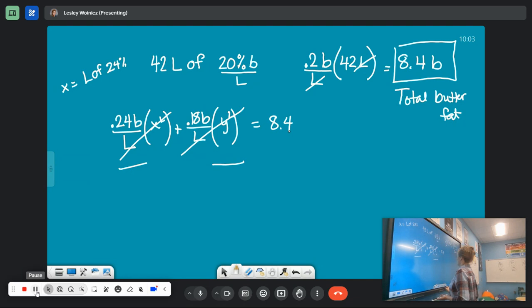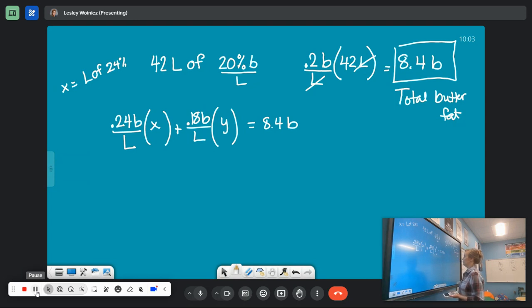Let me get rid of those crossing outs because I don't want them on there. But I just wanted to talk about the plan. So my total butterfat is 8.4 liters of butterfat.